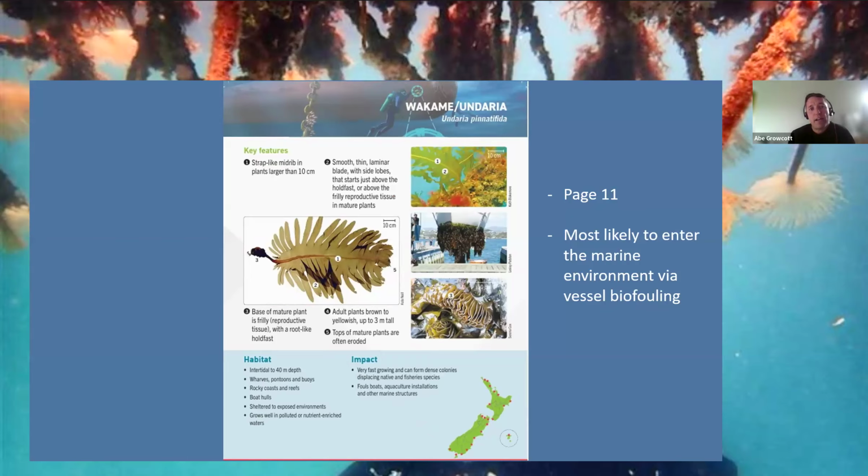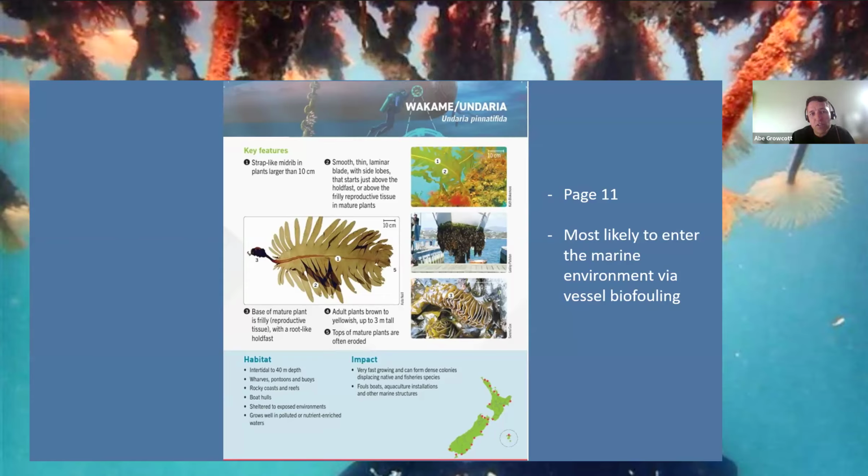And here we have Undaria. So this is kind of like the original non-Indigenous species, first detected in Wellington in 1987. It's spread to numerous places around the country now, predominantly by vessel biofouling. It has a midrib that you can see there, number one, that goes up the length of the plant, and then you have these smooth, thin blades that grow out of each side of that blade.